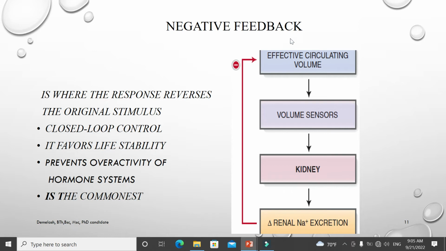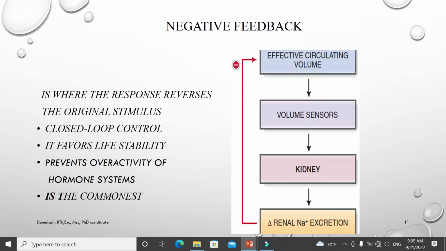For instance, let's say the effective circulating volume is changed, so the volume sensors found in different parts of our body will sense it. Then the kidney, if it is in excess, will eliminate it. If it is deficient, it will conserve the substances. So renal sodium excretion will be adjusted. If it is in excess, it is eliminated. If it is deficient, it will be absorbed by different mechanisms.